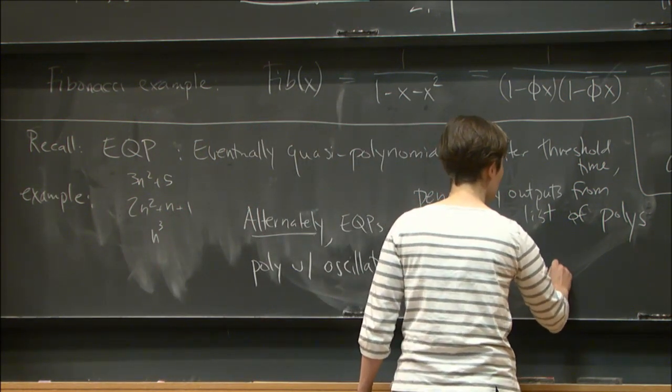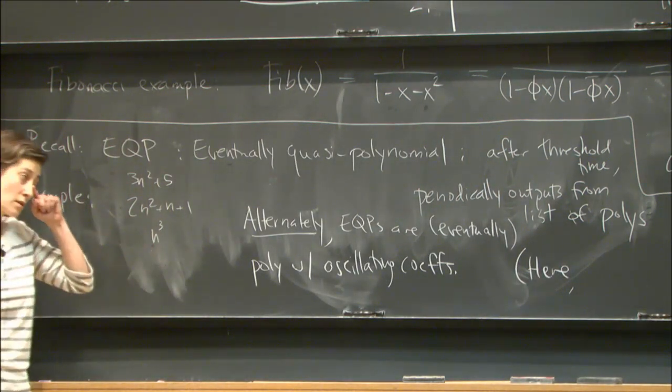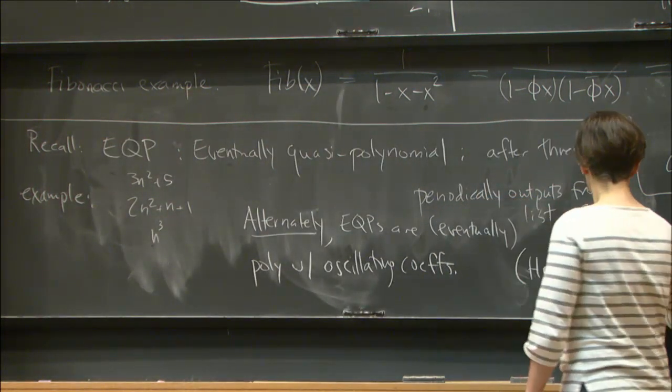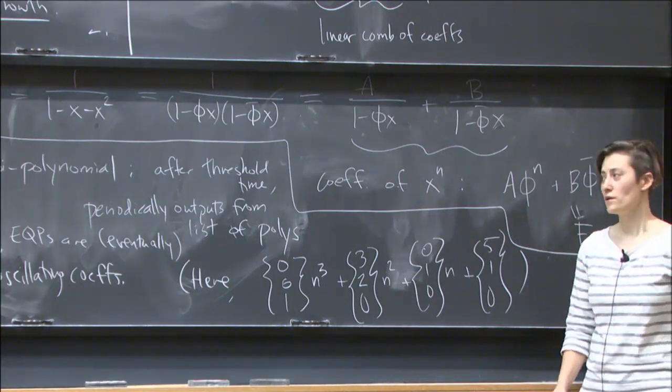Okay, so in this example, what would it be? Well, I'd take the degree 3, and I'd get 0, 0, 1, n cubed. I'm just using this notation for the oscillating coefficients. Everybody with me? Plus 3, 2, 0, n squared. Plus 0, 1, 0, n. Plus 5, 1, 0. Okay, just offering a different viewpoint on how to think about these.